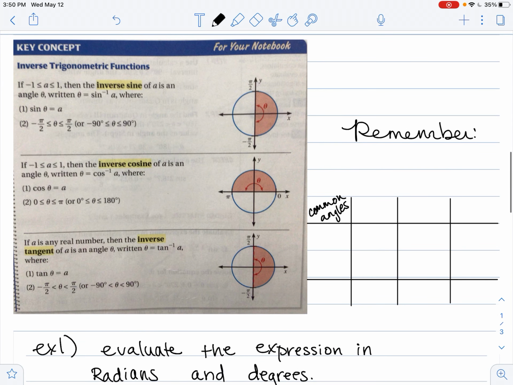In your book, you've got this figure here, and this is really important. The inverse of sine is only valid between quadrant 1 and quadrant 4. So the inverse sine is going to be somewhere between 90 degrees up here, then 0, and then we can go all the way down to -90 degrees. So the inverse function of sine exists for theta between 90 and -90.